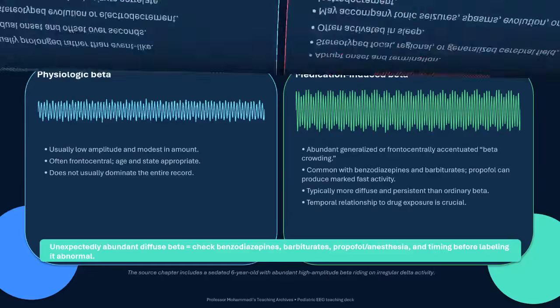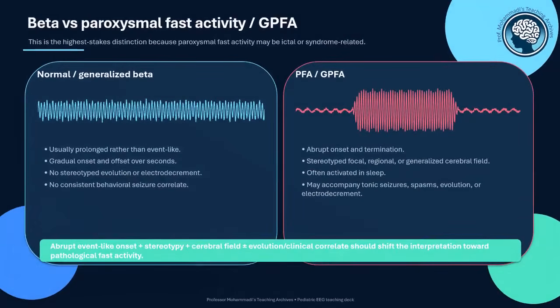The most clinically important distinction is between physiological or generalized beta and paroxysmal fast activity. Normal beta is typically prolonged rather than event-like. It builds gradually, attenuates gradually, and does not show stereotyped evolution or electrodecrement. There is generally no consistent behavioral seizure correlate.